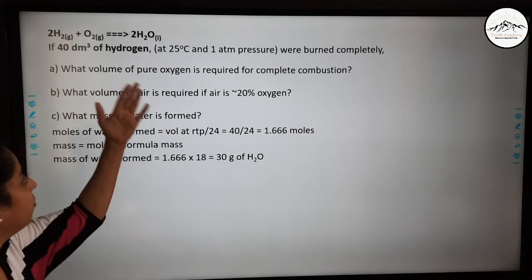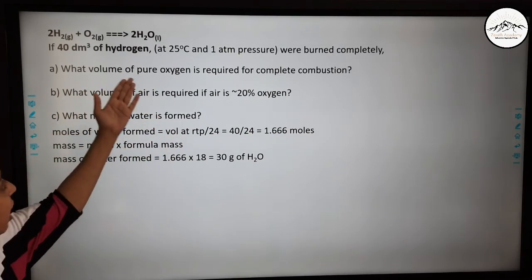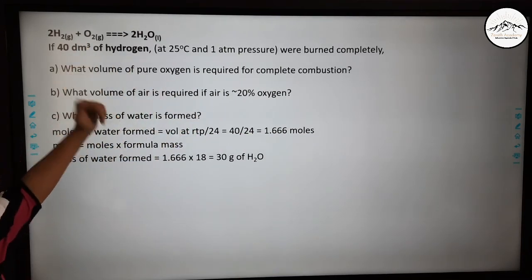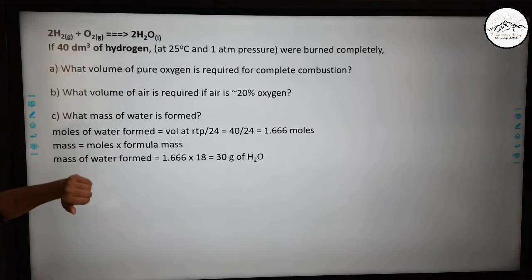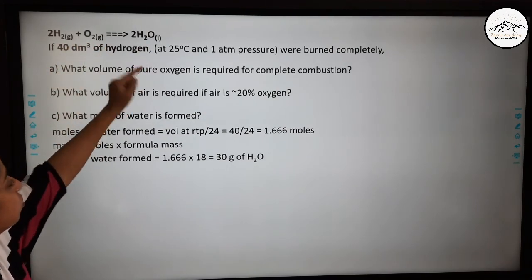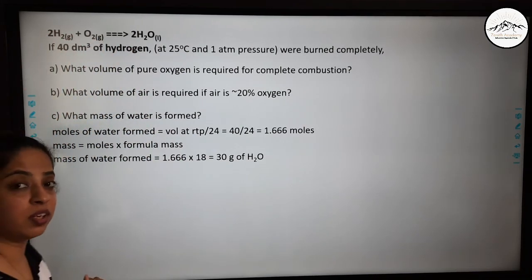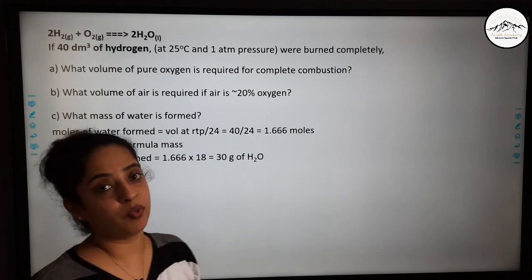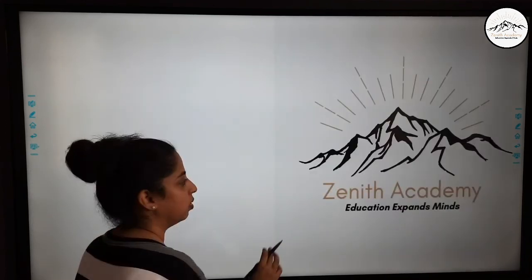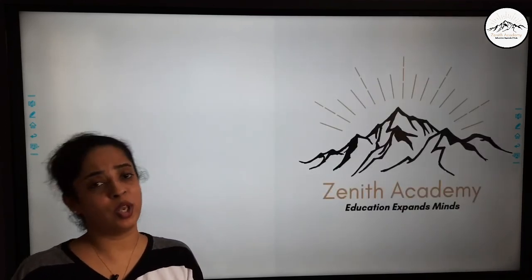So now with the help of this question, we know how to calculate the volume of pure oxygen, then air, and then how to calculate the masses. So from this knowledge, we can calculate the mass of any of them, any of the reactants and the product if the volume of one of them is given. So this was all about volumes of gases.